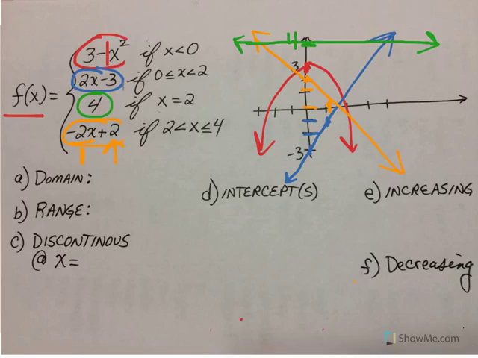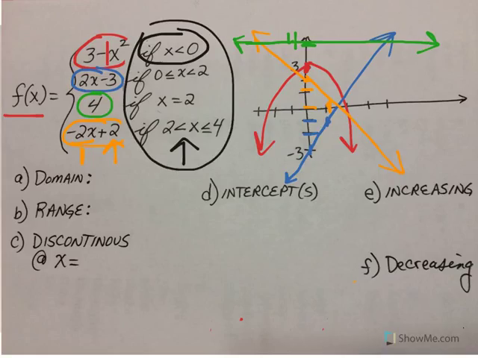This red piece is defined for numbers that are less than 0. So I'm going to go to 0 on the x-axis, because this whole thing here is the domain. And the domain of the red piece is strictly less than 0. So I'm just going to go to 0 on the x-axis, and I am going to put a big fat hole there.